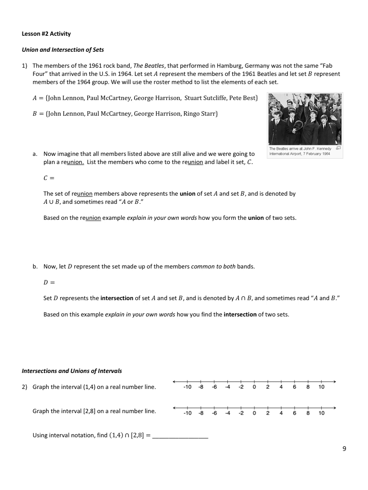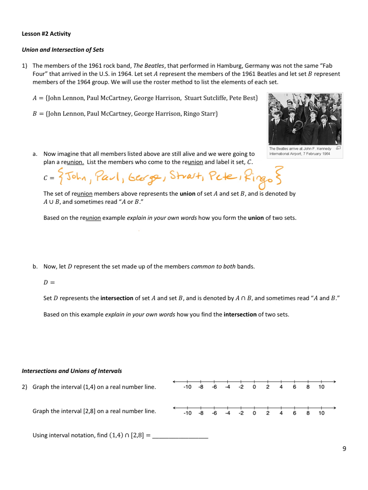Now we're going to imagine that all the members listed above are still alive, and we were going to plan a reunion. So the members who would come to the reunion would be everyone. So the union of two sets is just put everything into one big set. So this would be John, Paul, George, Stuart, Pete, and Ringo. That's everyone that was either in the first version or the second version of the Beatles.